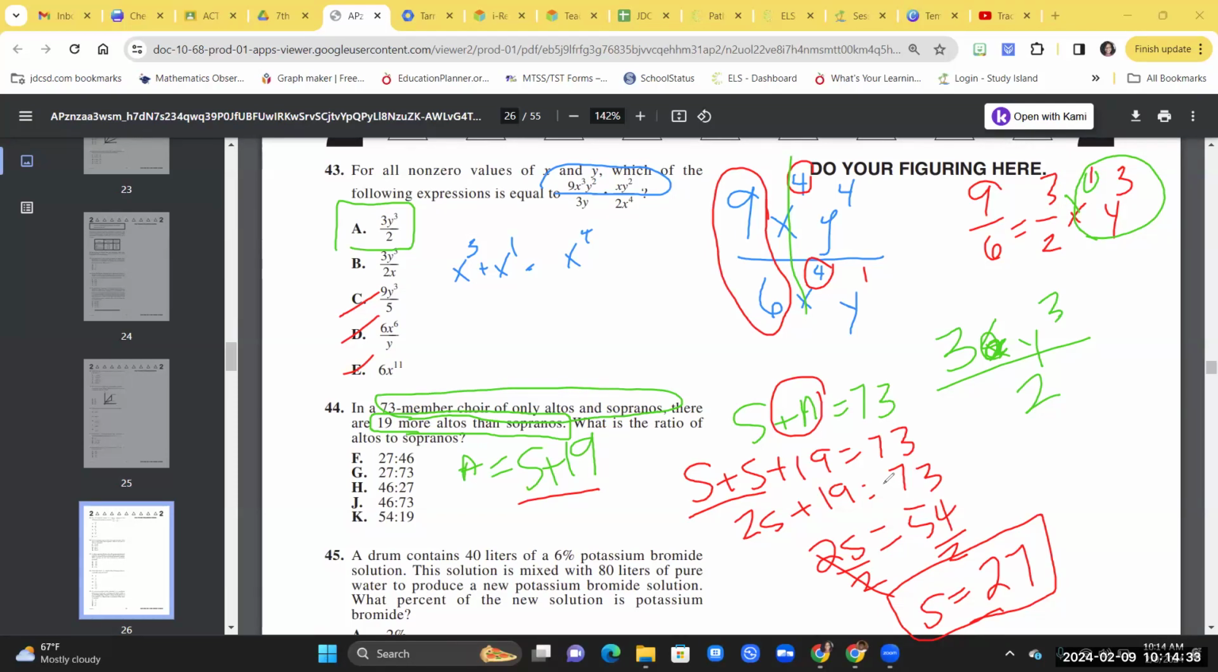So we know we got 27 sopranos, and we're going to come back and substitute that into this to figure out the altos. 27 plus 19 will give us 46. So altos is 46.